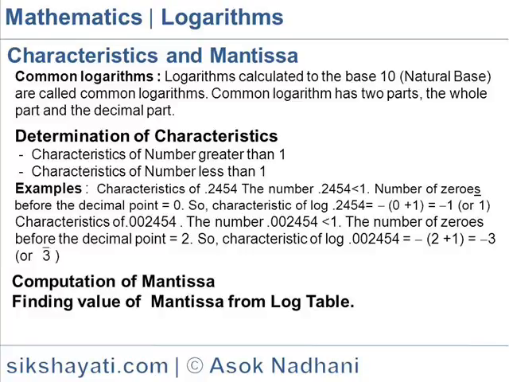Finding the value of mantissa from the log table. The main body of the logarithmic table, referred to as the log table, gives the mantissa of the logarithm of numbers of 3 digits or less, while the mean difference table provides the increment for the 4th digit.